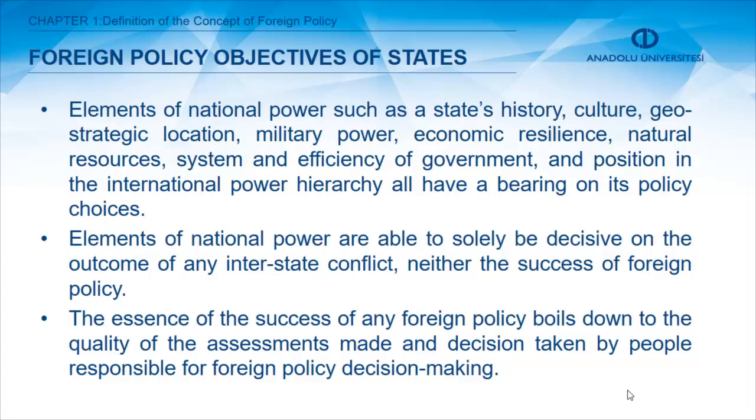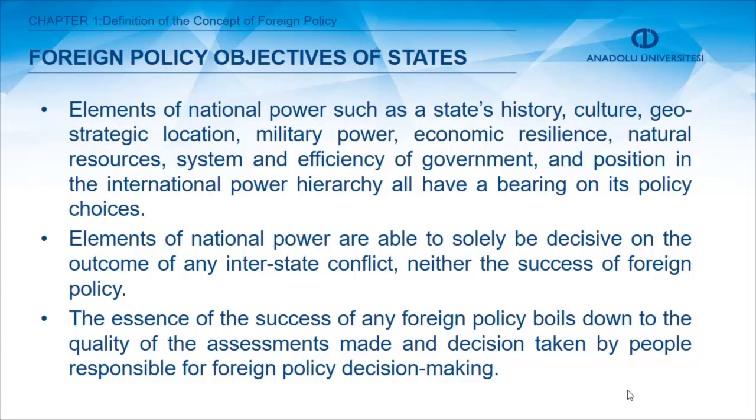What is national power? National power is a very broad factor, and elements of national power can be history, culture, geostrategic location, military power, economy, resources, system, and the efficiency of the government, your position in the international power hierarchy. All have a bearing on policy choices, because if you have the capability, you can pursue this policy.